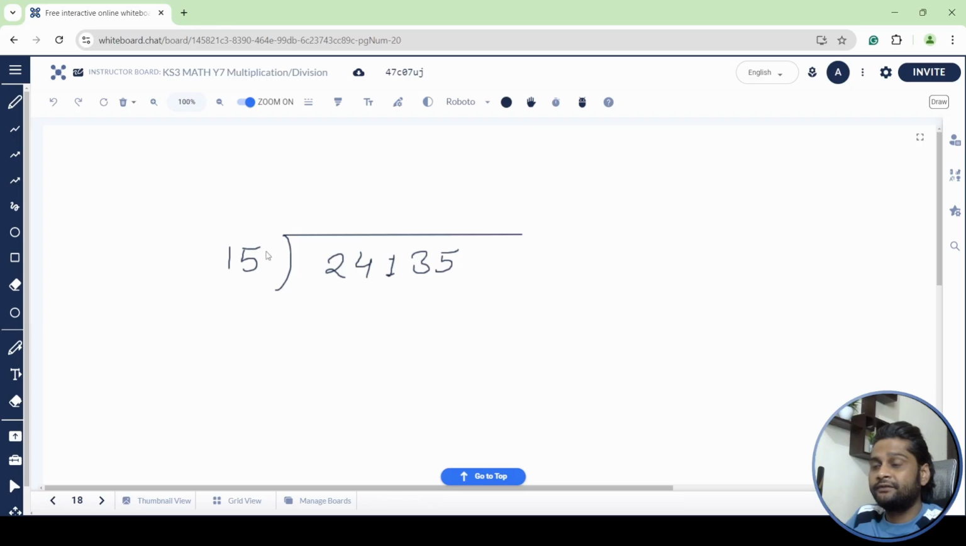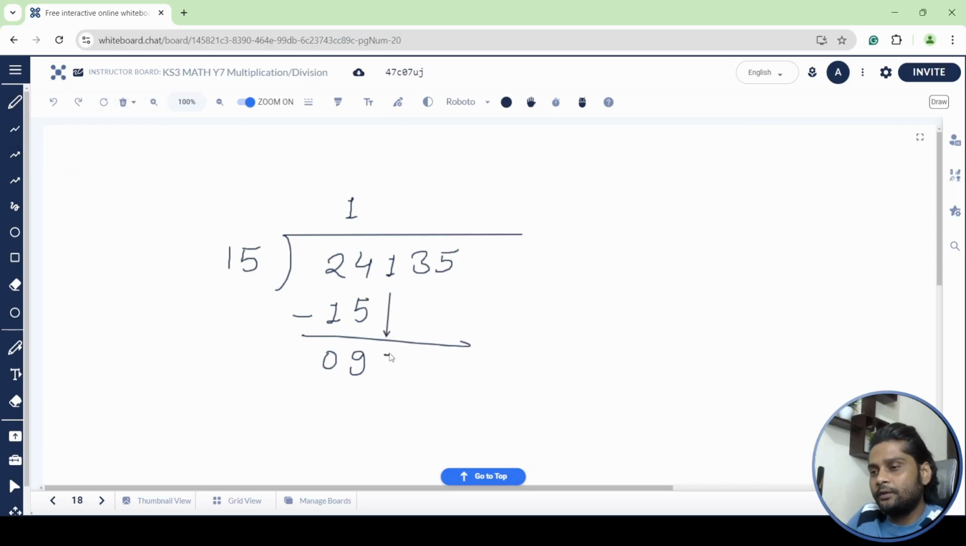Let's take one more last example. Here we have 15 to be divided into this number. So initially 2 is not sufficient, so we take 24. That's okay. It goes for one time. 15 ones are 15. We subtract it. We get 24. 4 is not even sufficient. We take one borrow. It becomes 14. 14 minus 5 is 9. This is 0. And we note down one number after that.